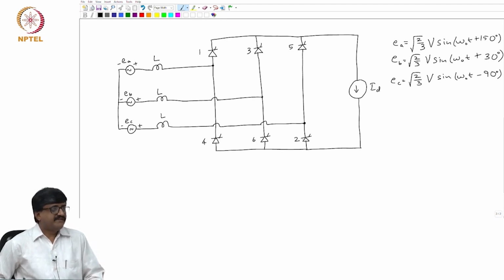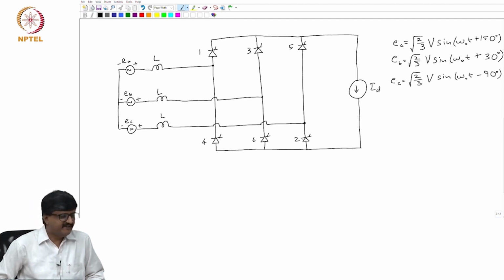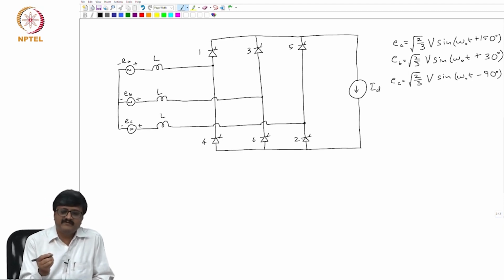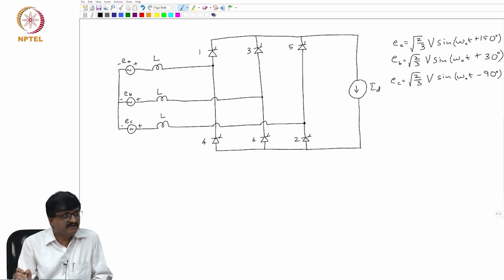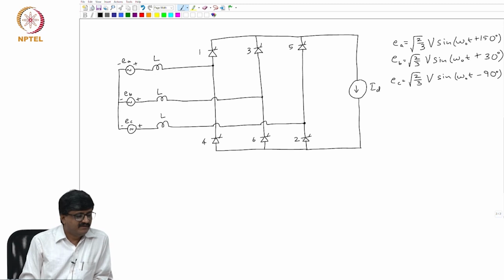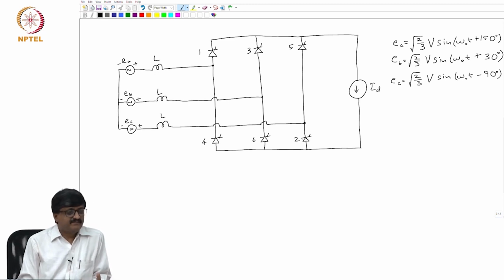What is the change that one can expect due to the presence of the inductance on the AC side? Sudden changes in the current. There was a discontinuity in the current. If you look at the current through the voltage source or the current through the valve, it could go from ID to 0, or 0 to ID. But now, sudden changes in the current through the source cannot happen. So, what does that mean? Let us see.